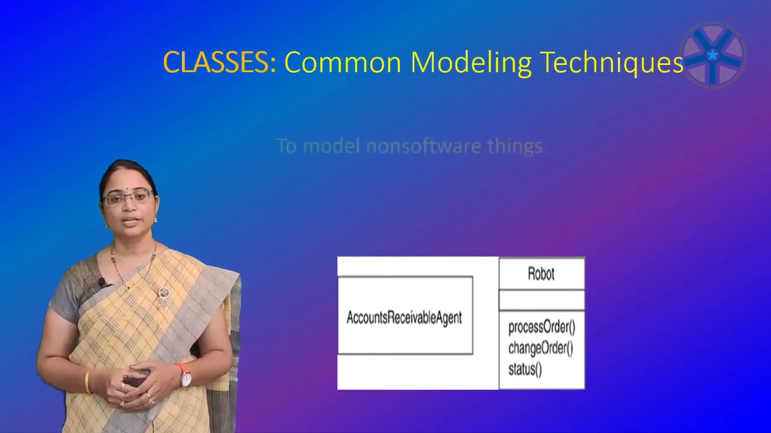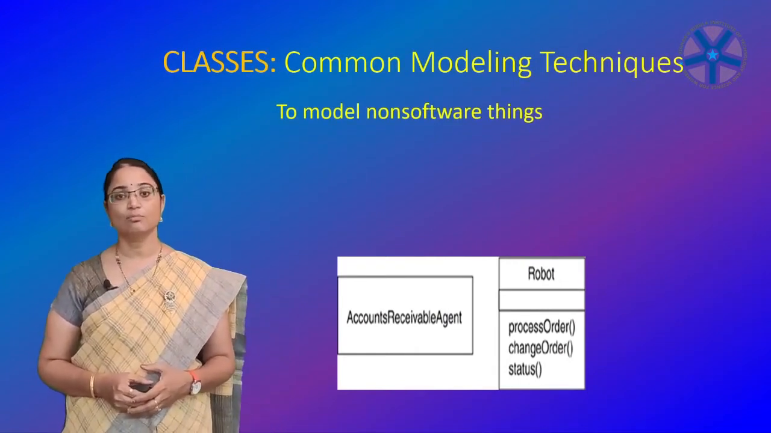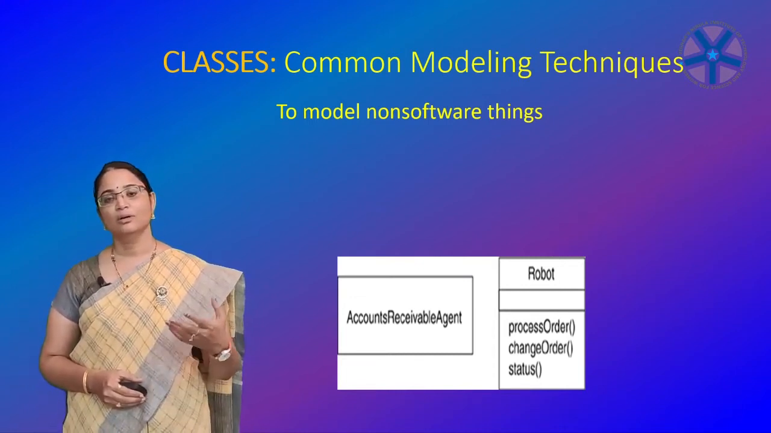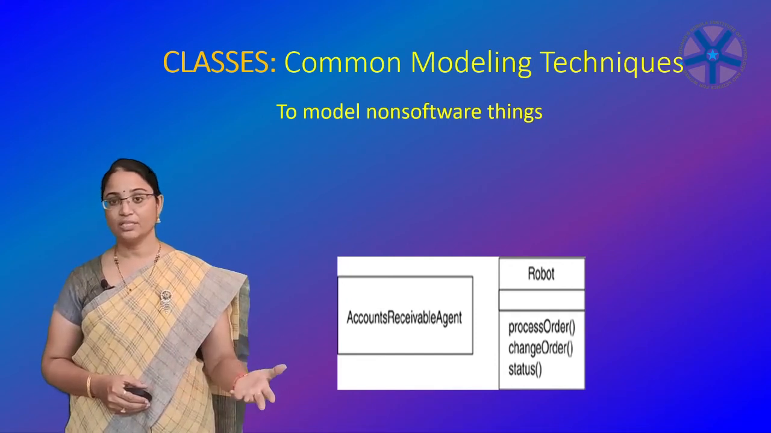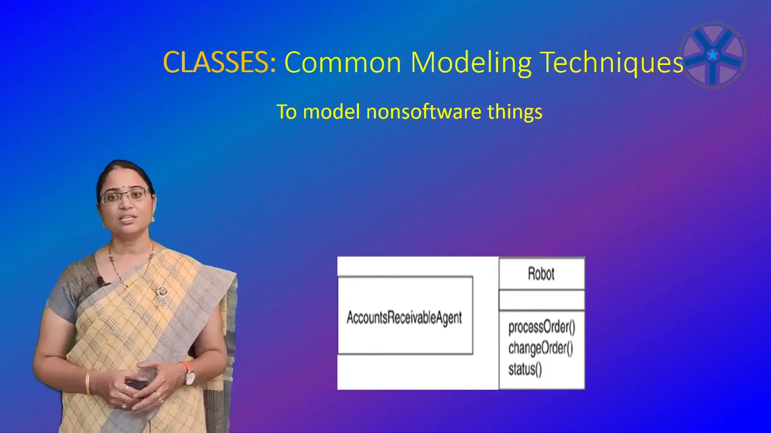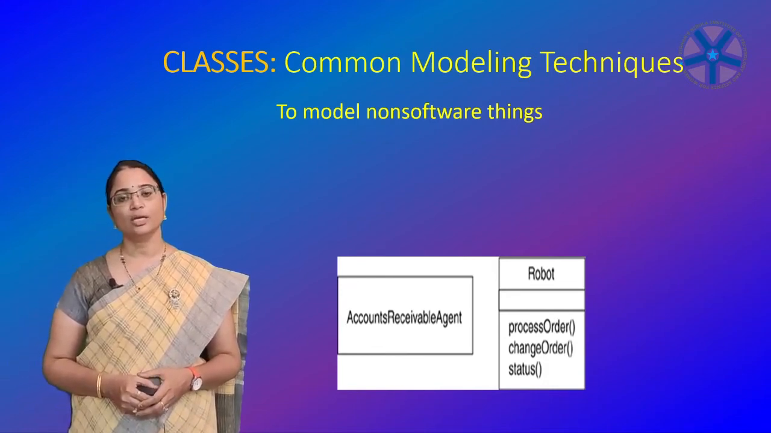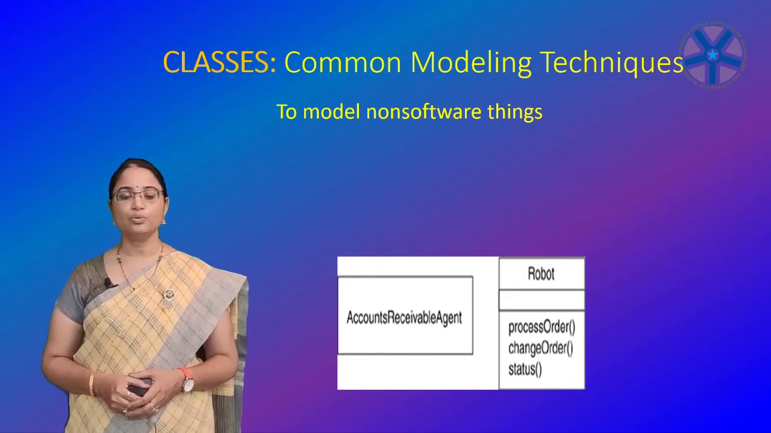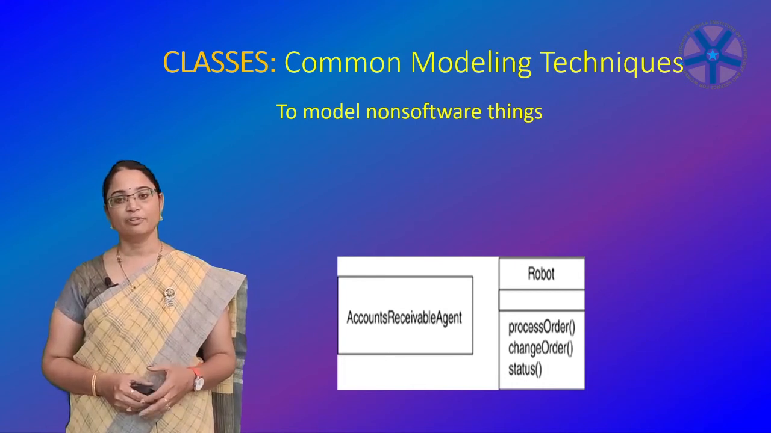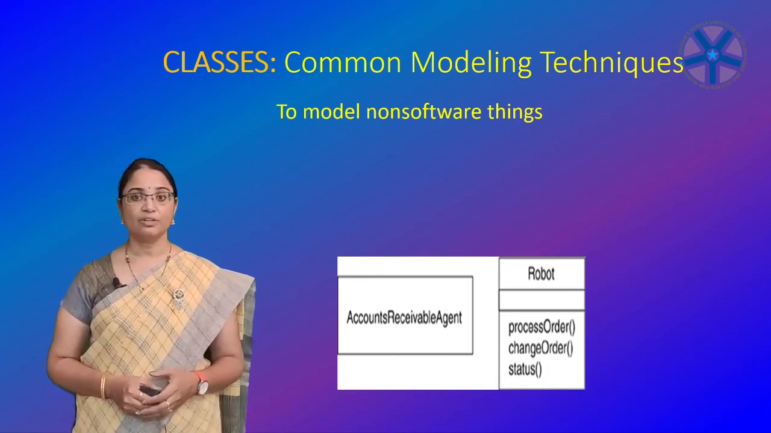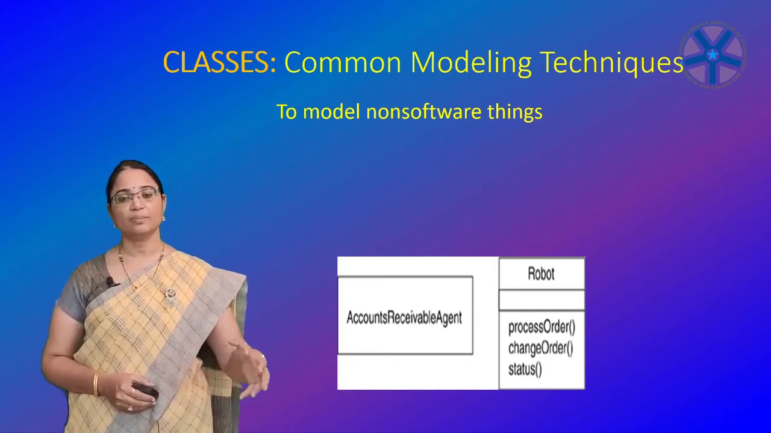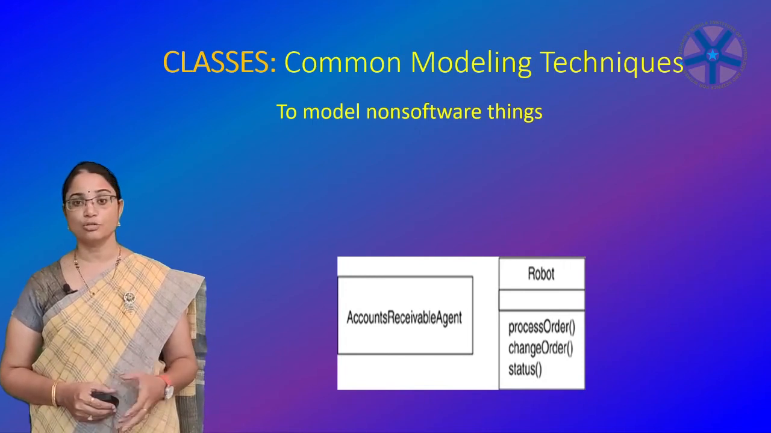And coming to the next common modeling technique, that is modeling non-software things. As I told you, UML is used to give diagrams for software things and non-software things also. That is what we are going to discuss now. Sometimes the things you model may never have an analog in software. For example, the people who send invoices and the robots that automatically package orders for shipping from a warehouse might be part of the workflow you model in a retail system. Your application might not have any software that represents them. It means representing the robots, which are non-software things.